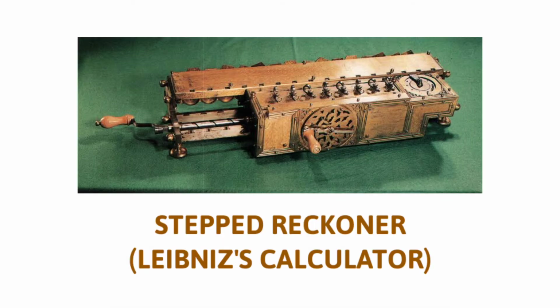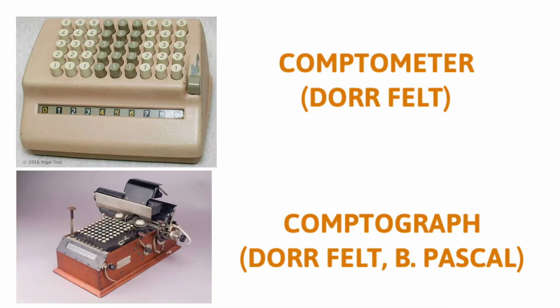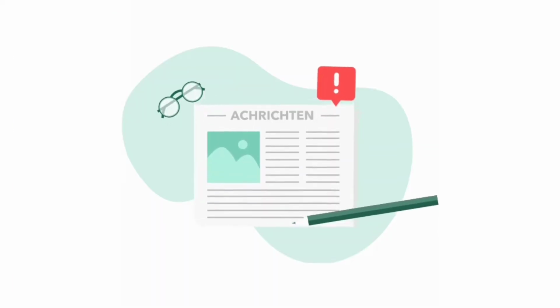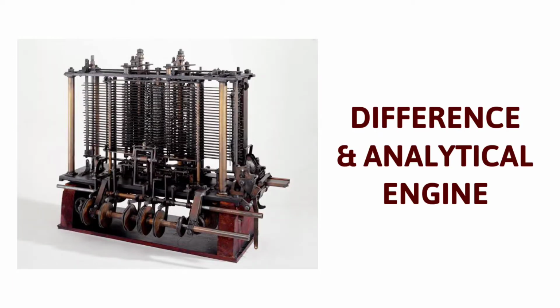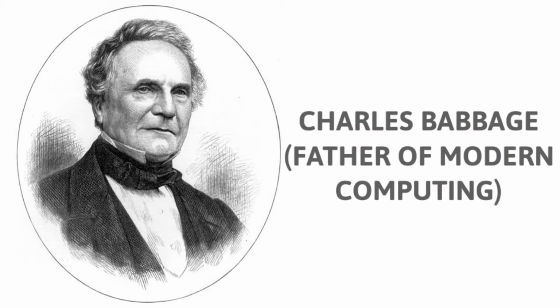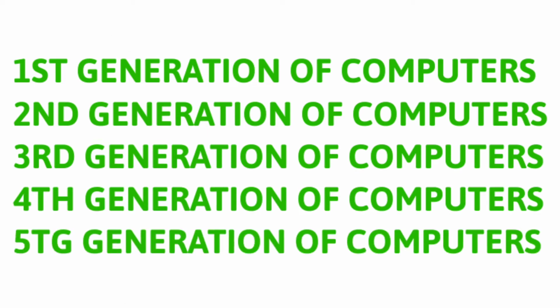Although there were more inventions further down the road, such as the stepped reckoner, arithmometer, comptometer, and comptograph, the ones that stole all the limelight and fame were the difference engine and the analytical engine, designed by Charles Babbage, the father of modern computing. These were all the machines that were used prior to the initial introduction of modern machinery.